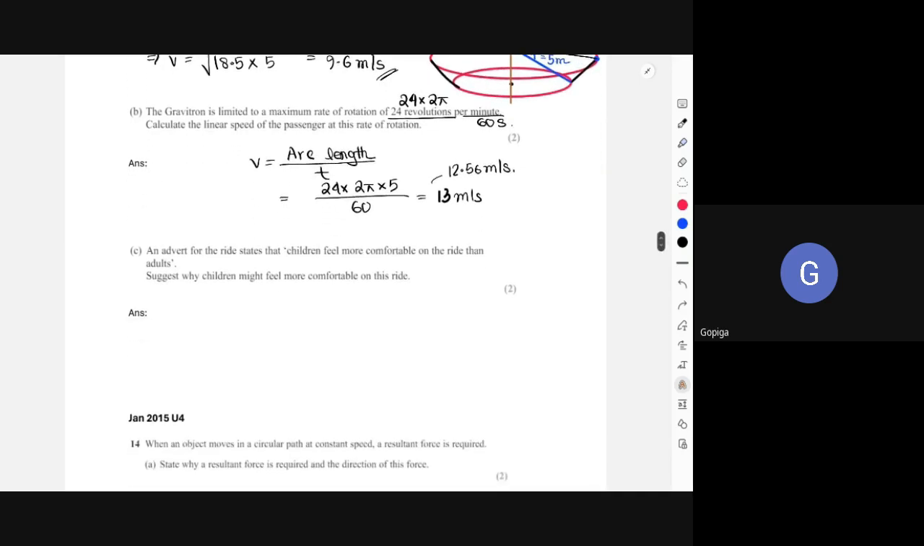It says that an advertisement for this ride states that children feel more comfortable on the ride than adults. And we need to suggest why children feel more comfortable on this ride. Okay. Let's just use that very first diagram you drew for the distribution of the forces. Since I already know over here only two forces were acting, which is the reaction force and the weight of the person or of the passenger.